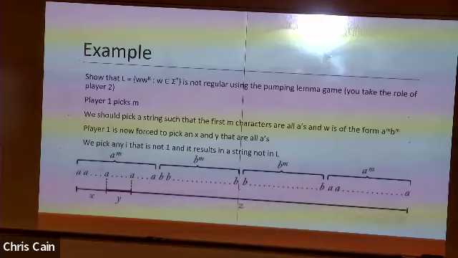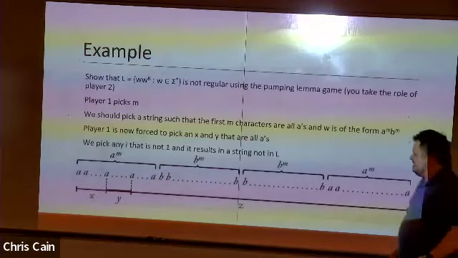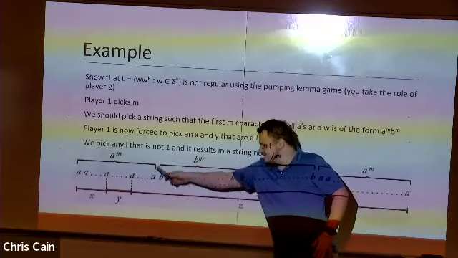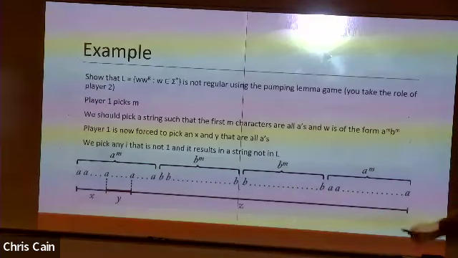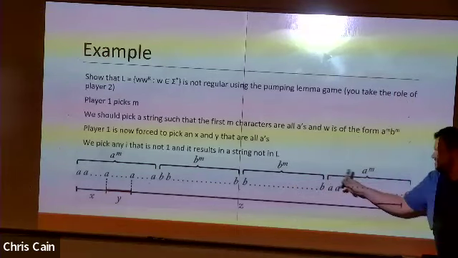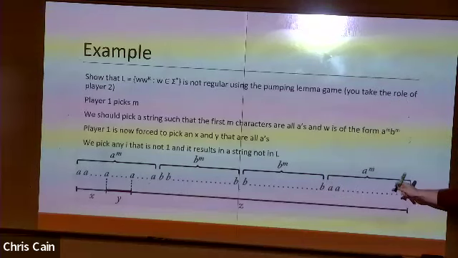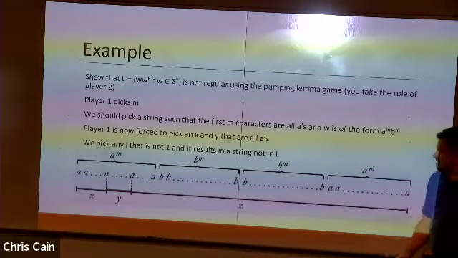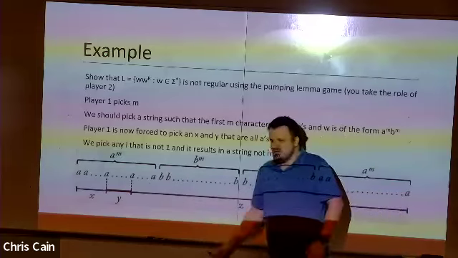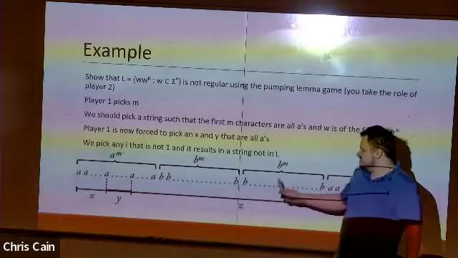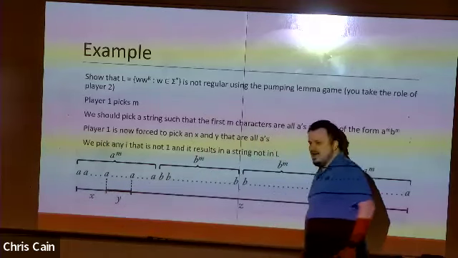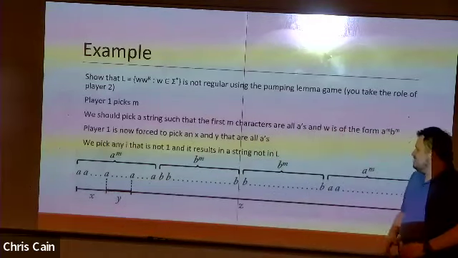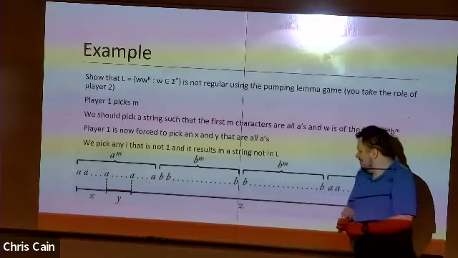Okay, so this was basically the same thing that I drew on the board. We have some number of A's, then B's, then B's, then A's. Regardless of what player one picks for M, that's what this looks like. Then player one goes back and picks an X and a Y. We have set this up such that those are only going to be A's. Whatever value of X and Y they pick, we can pump the Y, which is just more A's, and it's no longer in the form WWR.